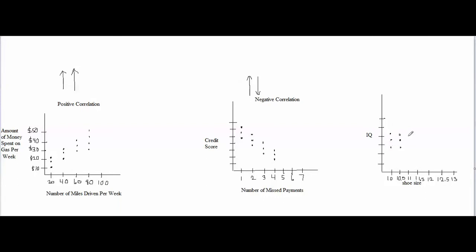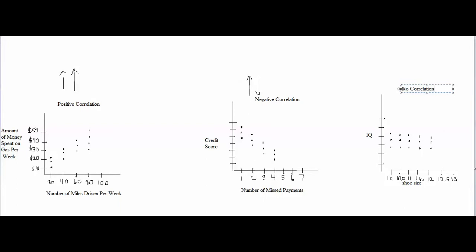And it could be that people with a shoe size of 11 still have about the same IQ as the people with the smaller shoe sizes. So it could just end up being that as shoe size goes up, IQ doesn't go up or down. We might just see this type of a shape, kind of like a rectangle. This type of shape would be called no correlation. So this type of shape is showing no correlation between shoe size and IQ.